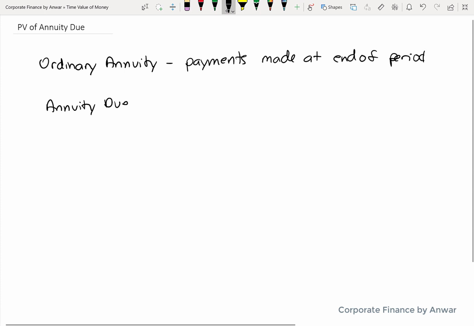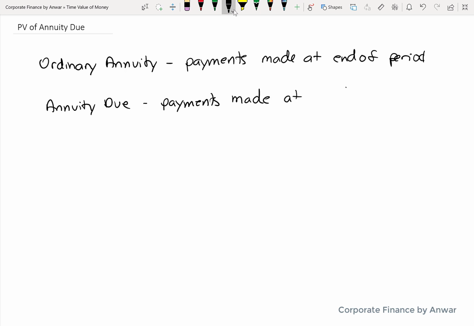The other type of annuity is called an annuity due. And that is one where the payments are made at the beginning of the year. And it's going to have a slightly different formula as a result of it. And there's reasons to use both.